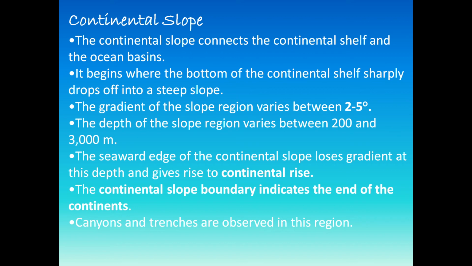The seaward edge of the continental slope loses gradient at this depth and gives rise to continental rise. That is, continental slope is actually a boundary between continental rise and continental shelf. The continental slope boundary indicates the end of the continent. As soon as slope starts, that means the continent is over, ocean has started. Canyons and trenches are also observed where the continental slope finishes. So that makes it more dangerous. Sometimes something slips off from continental slope and goes into a trench. So it can be very dangerous.